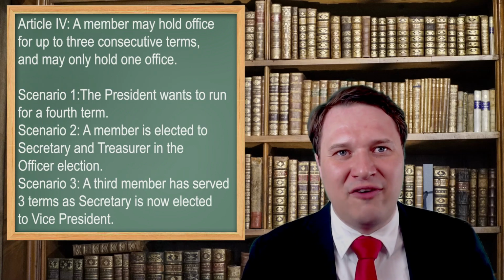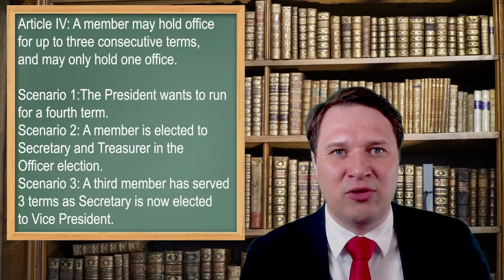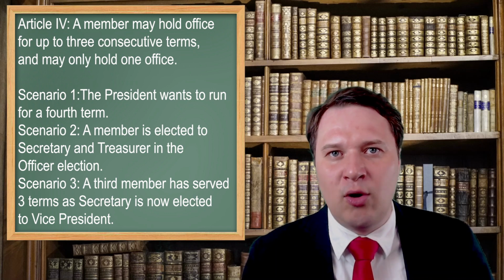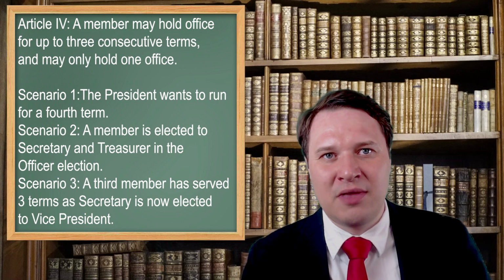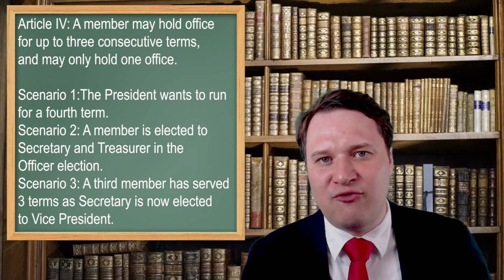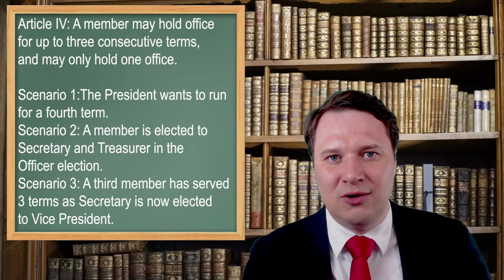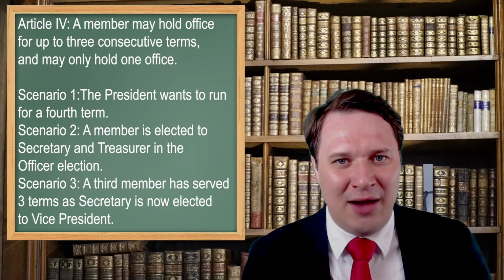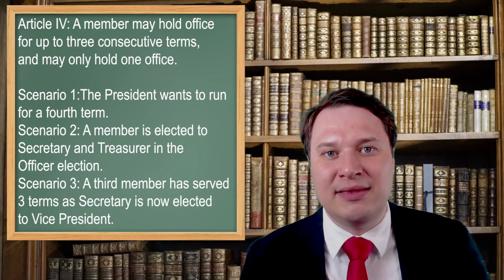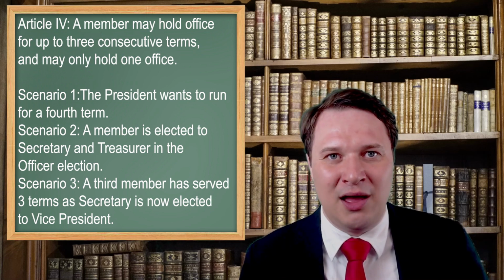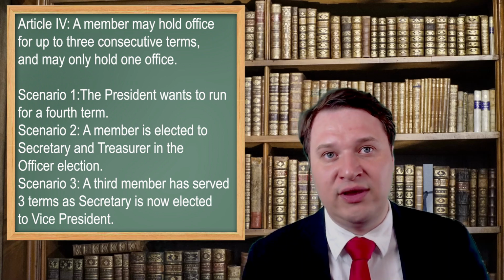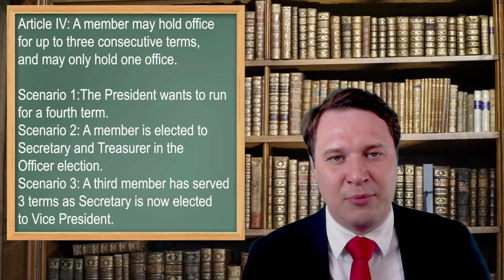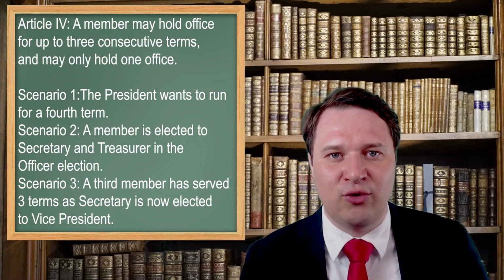Imagine your bylaws say the following. A member may hold office for up to 3 consecutive terms and may only hold 1 office. All right, let's look at 3 scenarios. The president wants to run for a 4th term. Well, clearly that's not allowed. Clearly that is beyond the limitation that is set in the bylaws, which say that you may only hold office for 3 consecutive terms. So that president is out of luck on serving a 4th term.